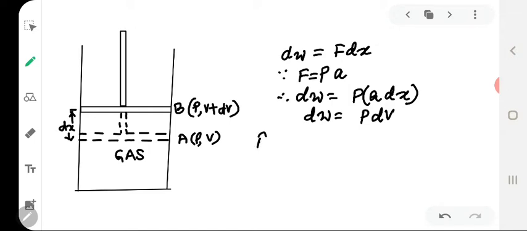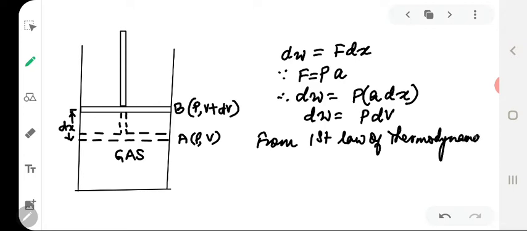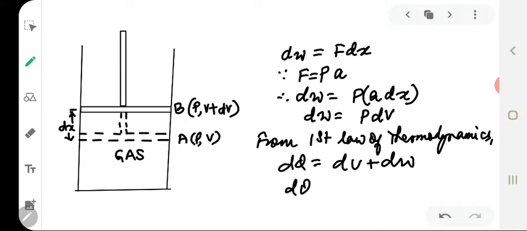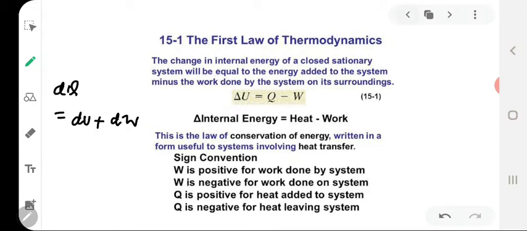So now, from first law of thermodynamics, dQ is equal to dU plus dW. So we can write down dQ to be equal to dU plus P dV. Now we can get the sign of dQ, dU and dW from the sign convention.